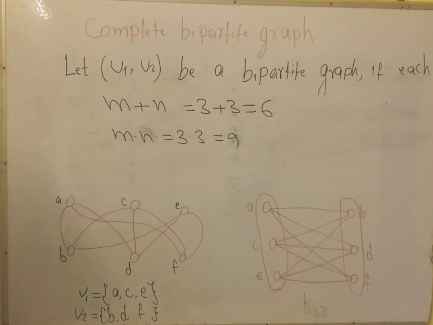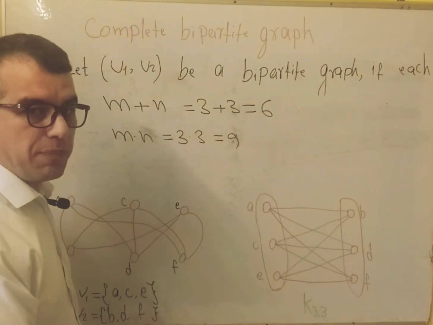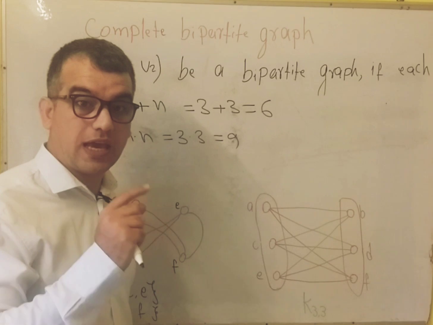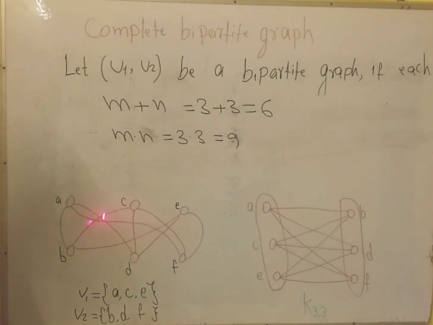And also the degree of every vertex in the complete bipartite graph is m or n. Look at this graph. Every vertex has degree 3. It is degree 3. And here it is also the same.